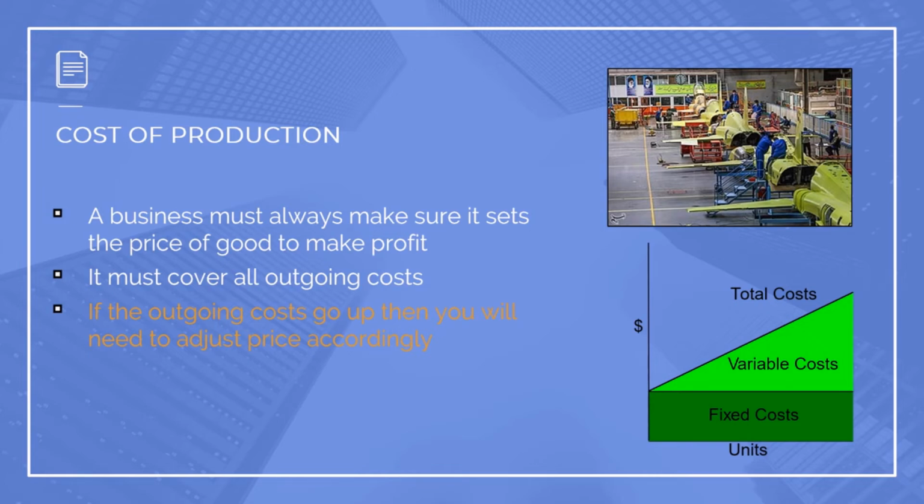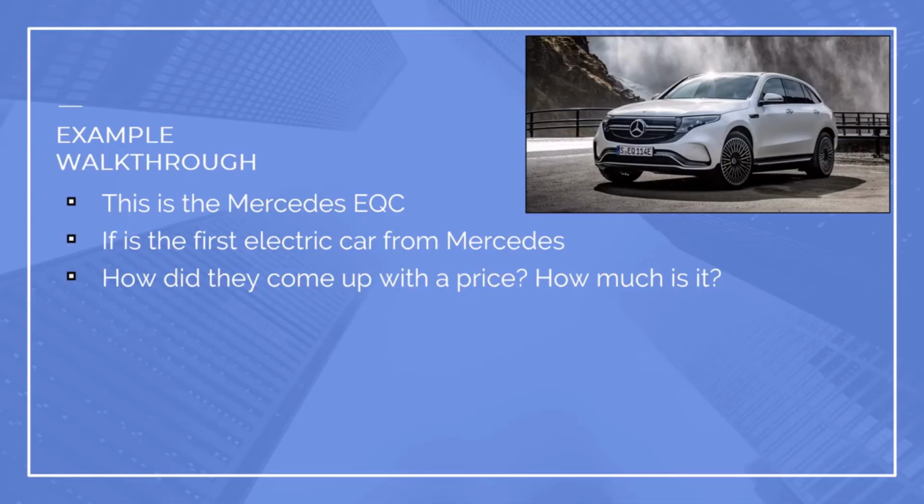Obviously, you also need to think about your price over time, and if the outgoing costs go up, then you're going to need to adjust the price of your product to make sure that you are still making profits. So, little example here. This is one particular product. We're looking at the Mercedes EQC. It is the first electric car from Mercedes. So how did they come up with a price, and how much is that price?